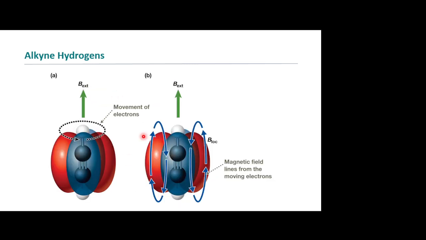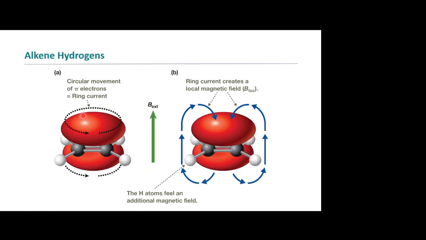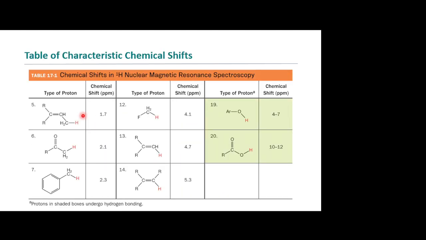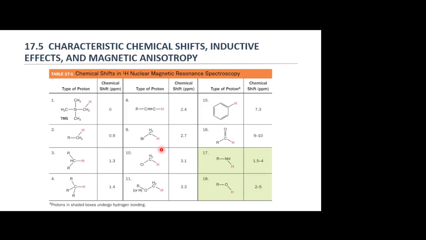You may have went, hey, if one pi bond is good, then two should be better, right? But what the heck, Dr. Clausen? Look at this crap. You gave us 4.7 for this one, and then we go up here to the alkyne, 2.4. That's not as much magnetic field, is it?